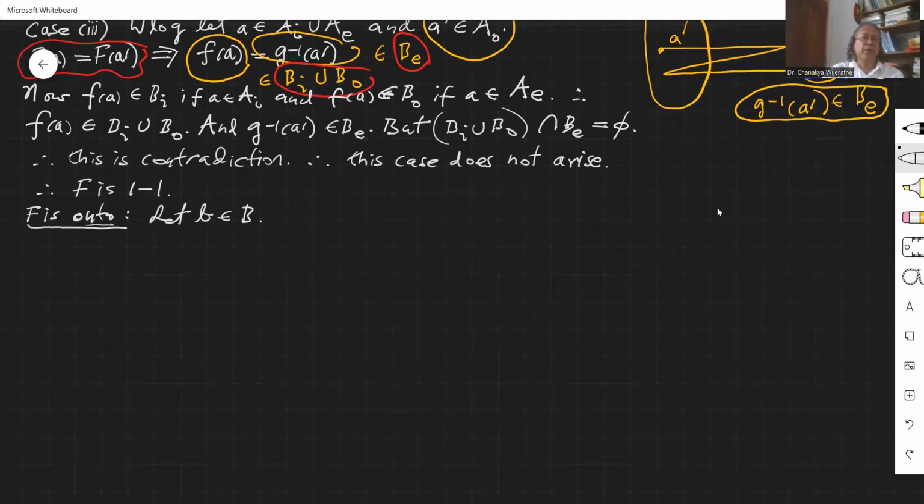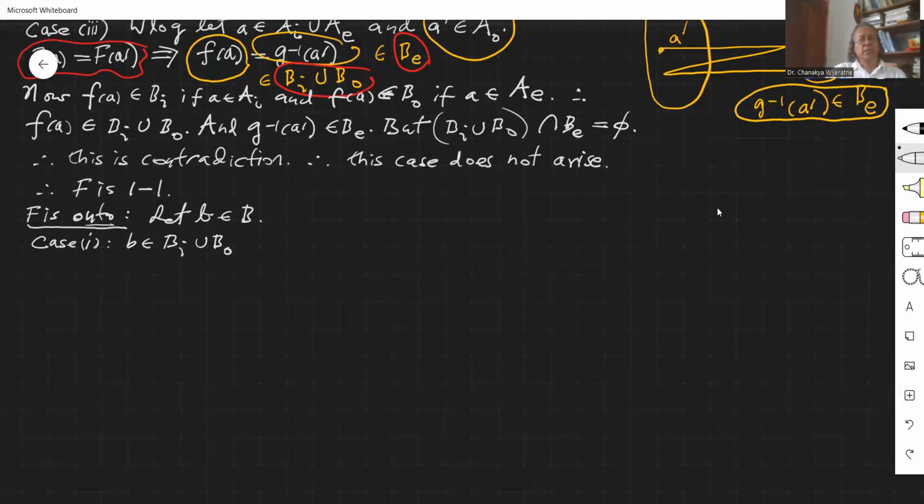Now, to find this element, using the definition of capital F and some thinking, we have two cases to consider. So this doesn't come out of the blue. These two cases come from thinking about what to do and what this function capital F is. So case one is that b belongs to BI union BO.